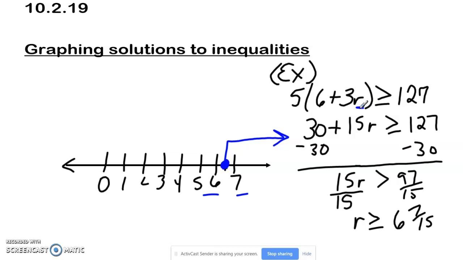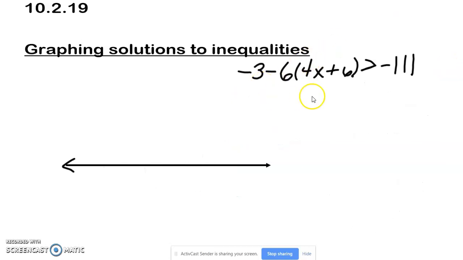Okay, let's do one more. All right, next and last one for today, we are going to solve this inequality and graph it. I need to distribute, so I'm going to distribute a -6 through to each of those in the parentheses. I'm going to bring down the -3 first, because that does not change. Now I'm going to take a -6 times 4, that's a -24x. And then a -6 times a +6 is a -36. And all of that is greater than a -111.